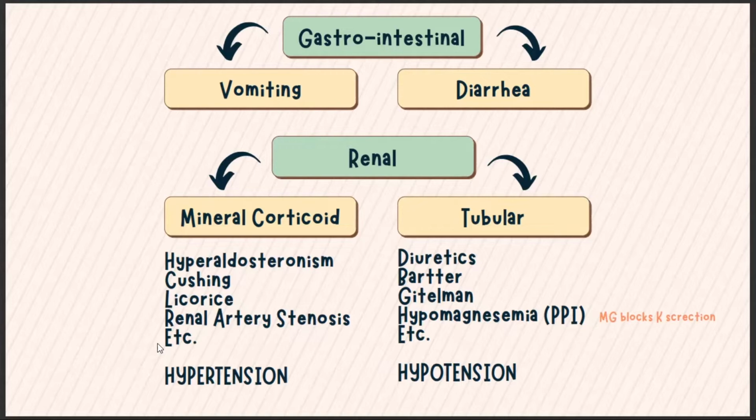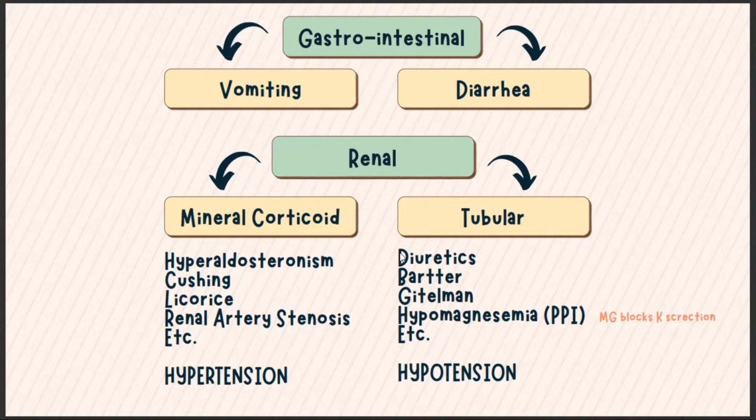Moving on to tubular. Loop and thiazide diuretics influence the handling of potassium in our tubules. Also note that there are syndromes mimicking these effects. Diuretics, I can remember Sir Tony said the potassium wasting diuretics, which means they waste the potassium. That can also be a cause of hypokalemia. And then we have Bartter and Gitelman.